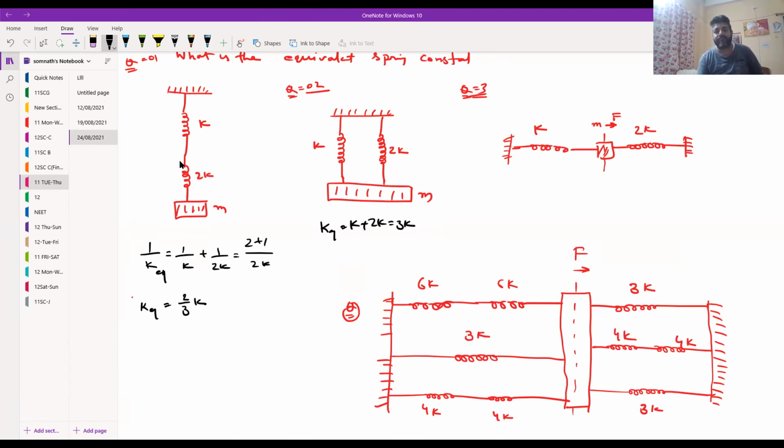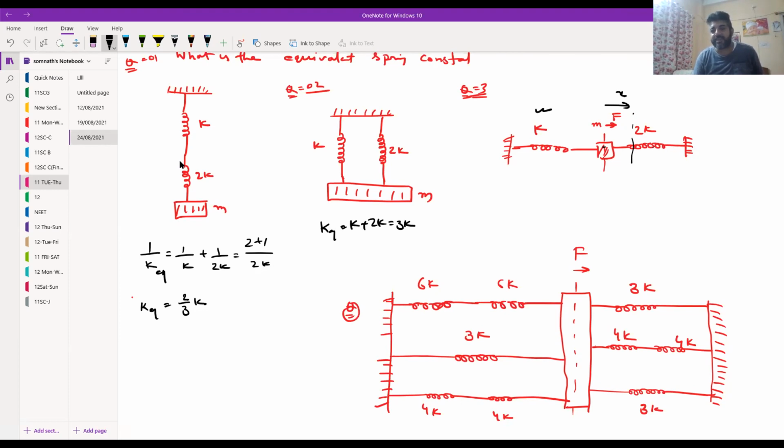What about this one? Sir, K. No, look, what will happen here is that as you compress this, suppose by distance x, as this one is compressed by x, at the same time this one is elongated by x, yes or no? Yes, sir. So what do you mean by that? That means different springs, same compression or elongation. This is the first logic. So that logic says that this is a parallel connection.